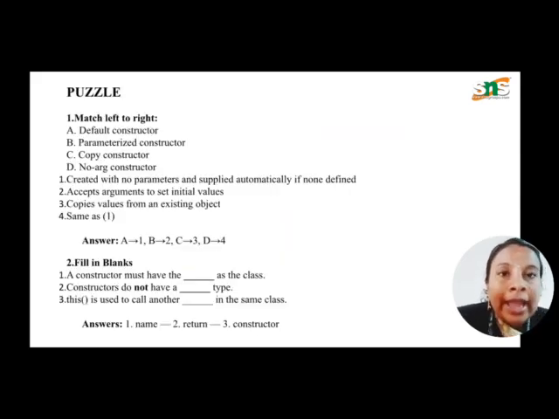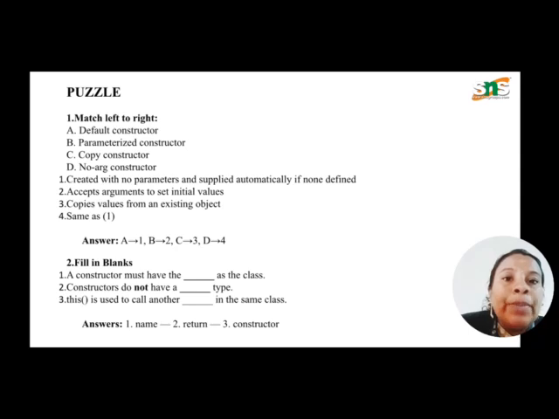Here you have an activity, match left to right. We have given match the following. We have to correctly match with the correct sentence. The first one is default constructor. For default constructor, the correct answer is the first one, which is created with no parameters and supplied automatically if none defined. B, for parameterized constructor, the correct answer is accepts arguments to set initial values.